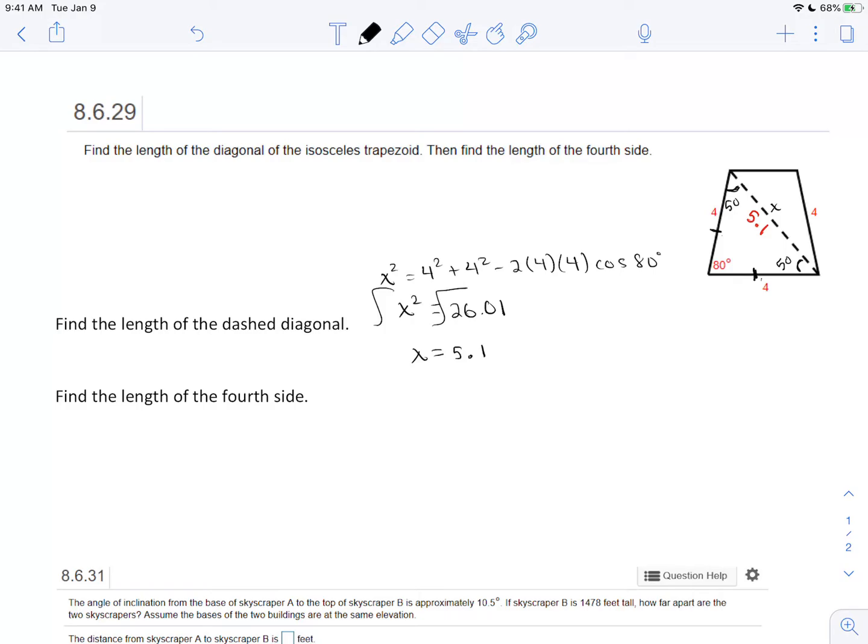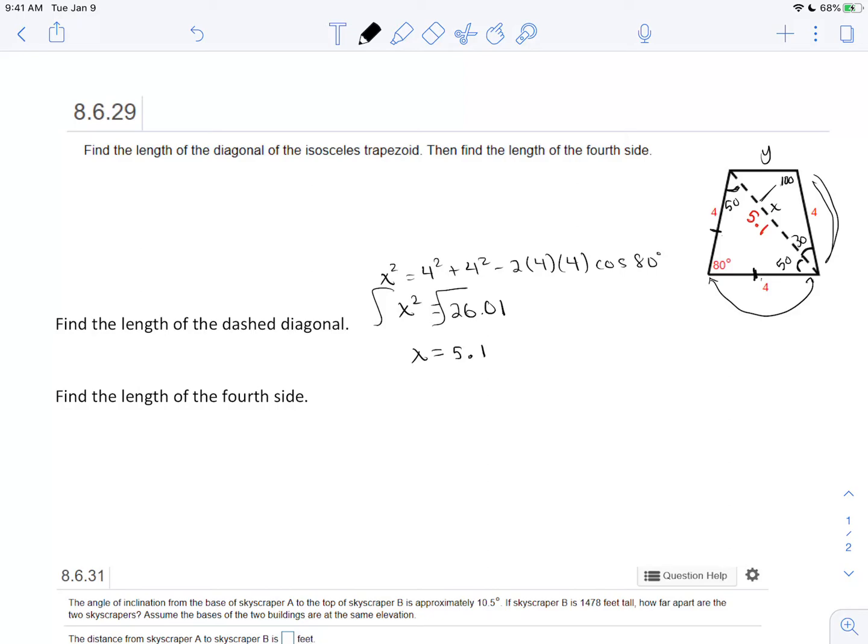Then the other thing we know is these two angles here are going to be equal because the base angles of isosceles trapezoids are congruent. So then this angle would be 30, right? And these angles here are supplementary, meaning they add to 180. So 180 minus 50 minus 30 leaves me with 100 for up here, okay? So I know this angle is 100, this side opposite is 5.1. I want to get this fourth side right here, right?